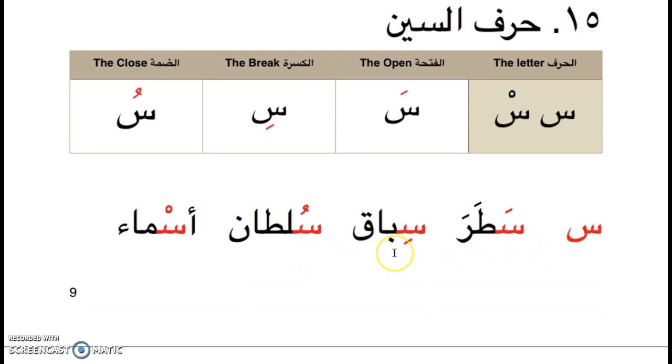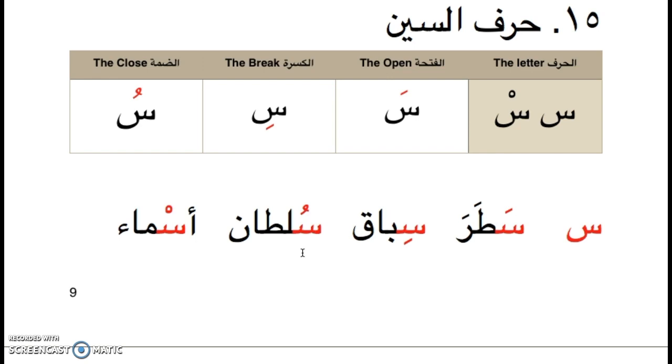Sibaq is race. As in, you know, two horses racing, not the other race. The race where two horses racing or two cars racing. Sibaq. Sultan. Sultan is the same one that worldwide people know, like the Sultan. But the original meaning is authority. Now, Sultan is authority.